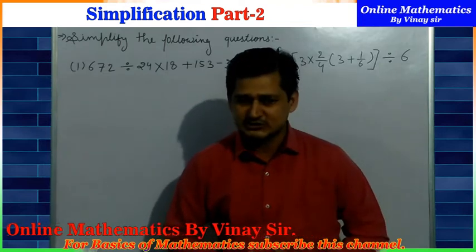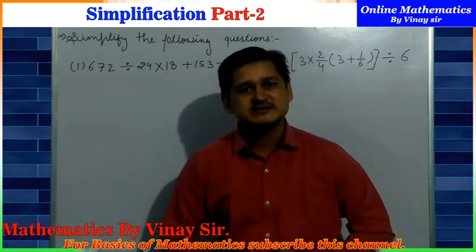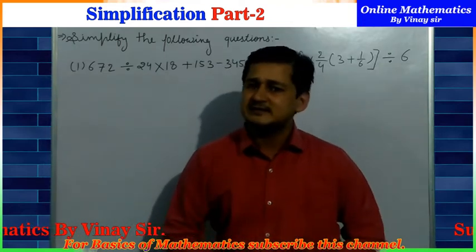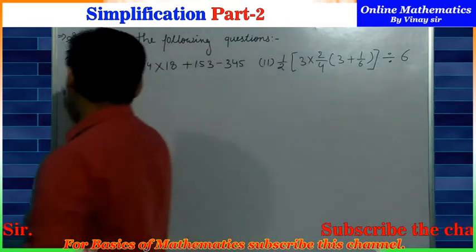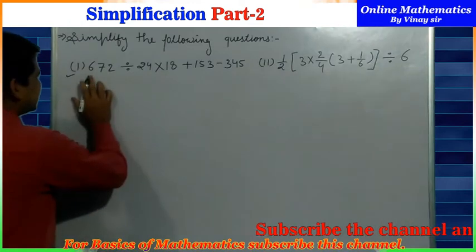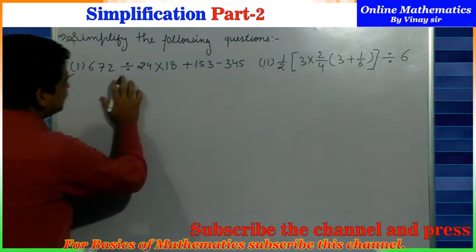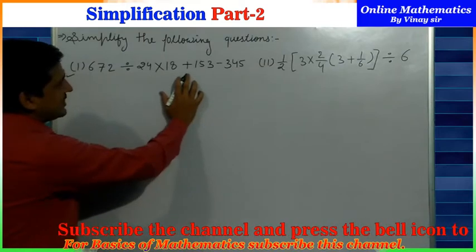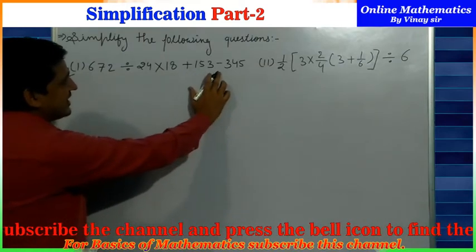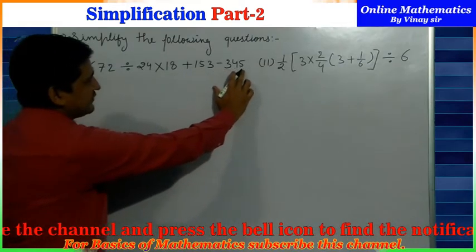Let's start today's topic. Let's try to understand some more examples of how we can simplify them. So the first example I have taken here, example number 1, is 672 divided by 24 multiplied by 18 plus 153 minus 345.